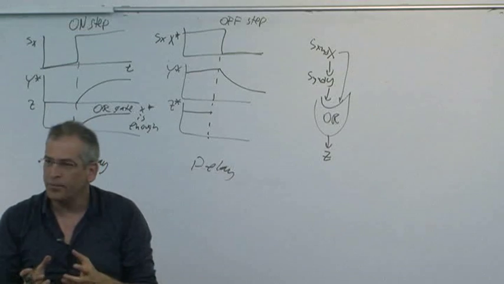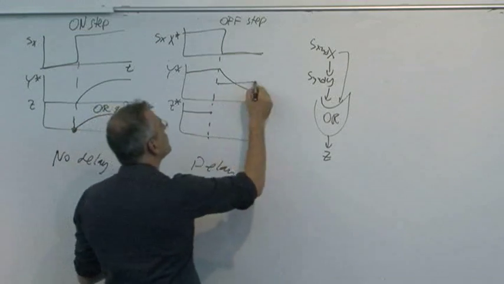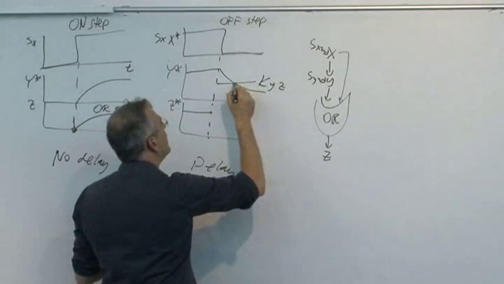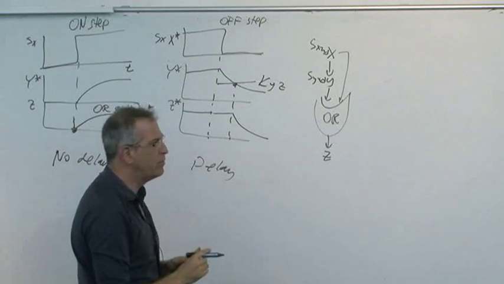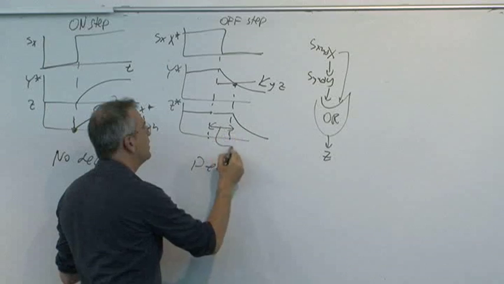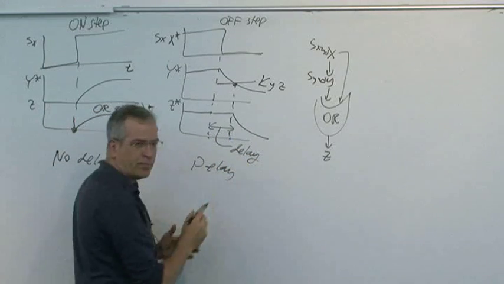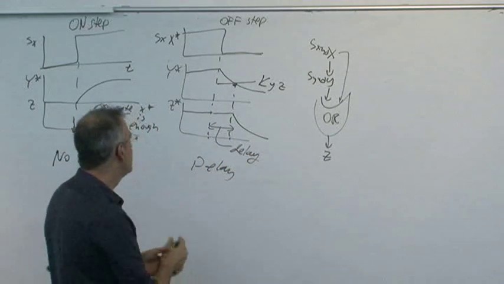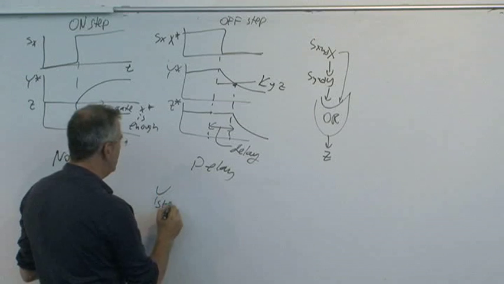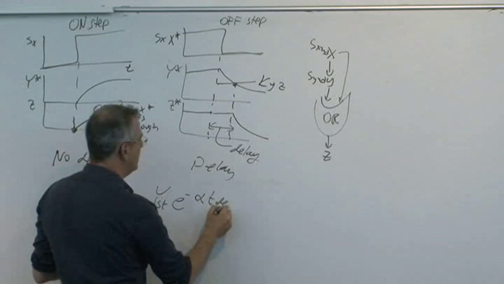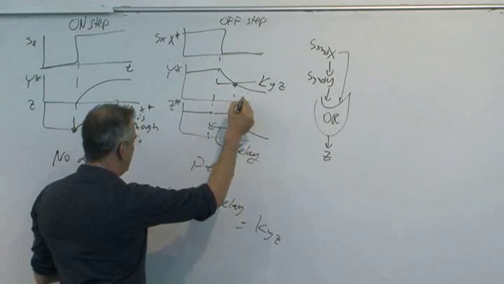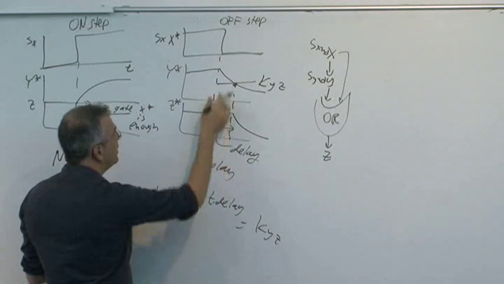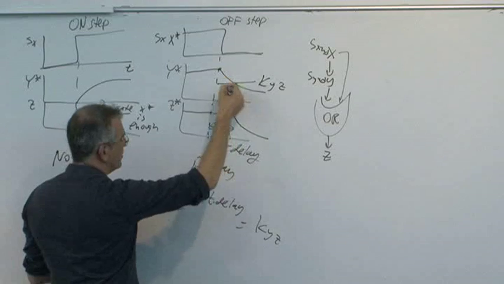When does this stop? When Y goes below its threshold, its repression threshold. At this point, Z starts going down. So we bought ourselves an extra amount of time. How much time did we buy ourselves? Y steady state, e to the minus alpha t delay equals Kyz. That's the equation for what this t delay is, because it's an exponential decay.